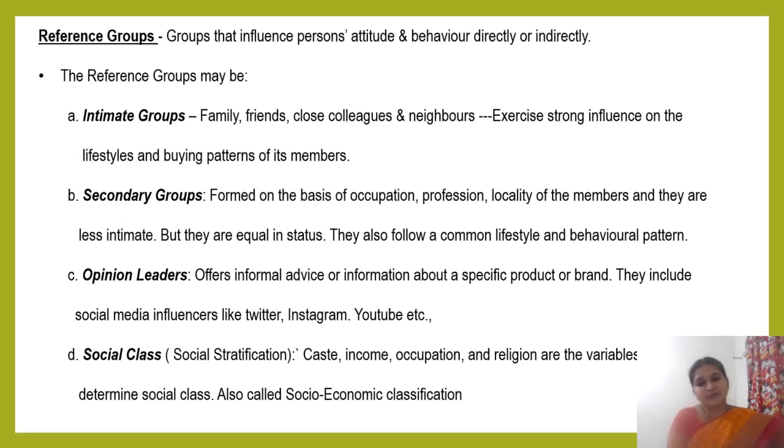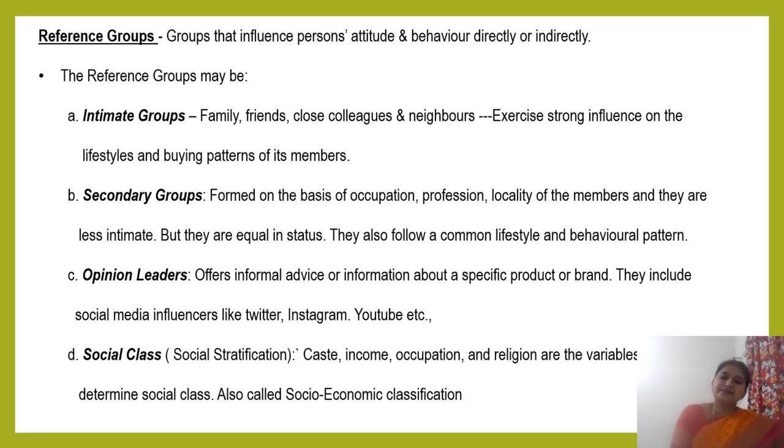So the first reference group is intimate groups. This intimate group consists of family members, friends, close colleagues, relatives, and neighbors. And these intimate groups exercise strong influence on the lifestyles and buying pattern of the group members. The group members have direct face-to-face and of course frequent interaction among them. For example, a person before purchasing a car or a two-wheeler will definitely consult with his family members or his best friend, and then he will select the brand.